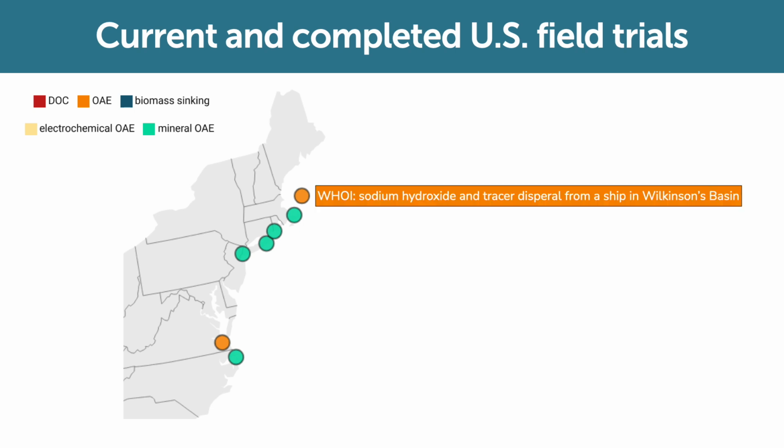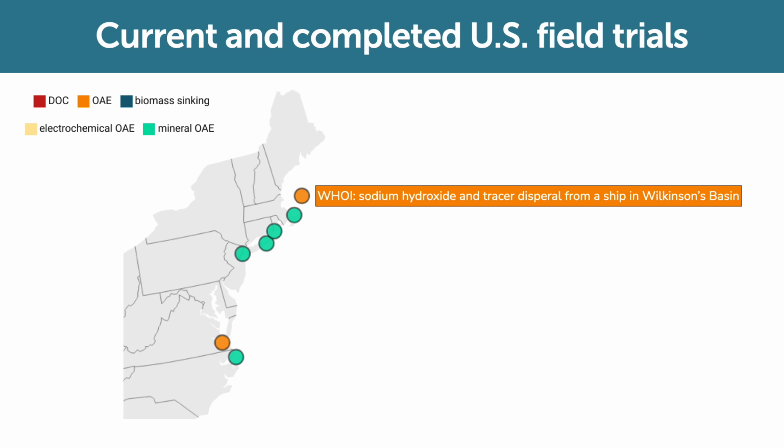The East Coast also has a few examples of non-mineral OAE field trials. The Loch Ness Project, short for Locking Away Carbon in the Northeast Shelf and Slope, led by a team of researchers from Hui, is planning a controlled release of 50% sodium hydroxide mixed with a tracer dye into surface waters in the Wilkinson's Basin in the Gulf of Maine.